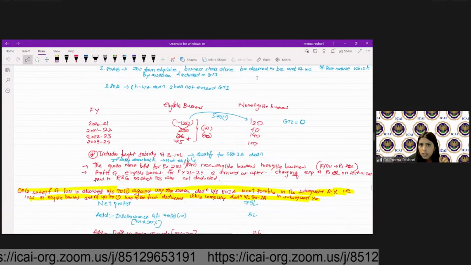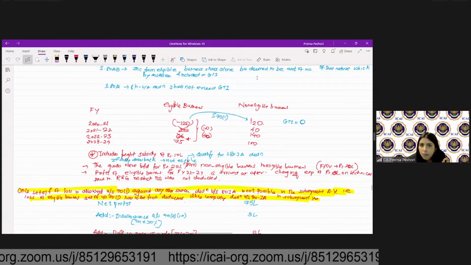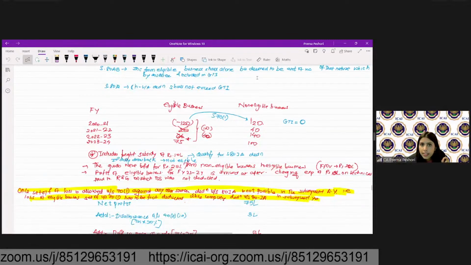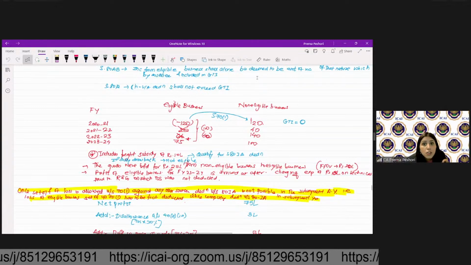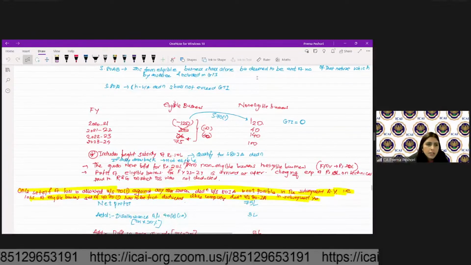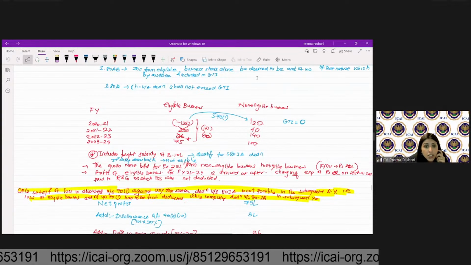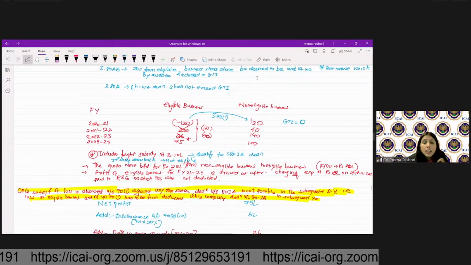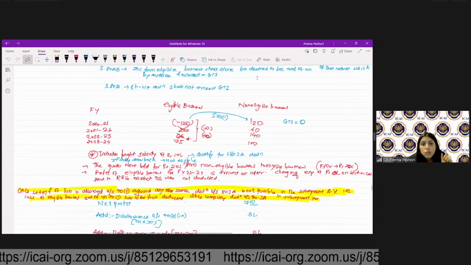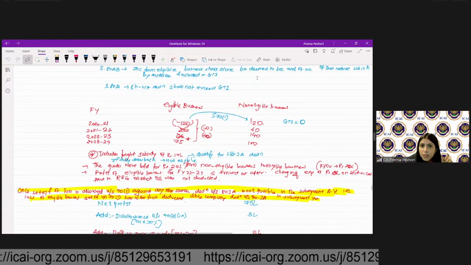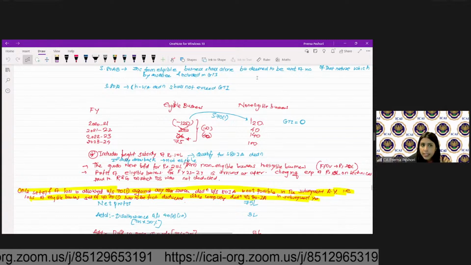Are we clear? So let's say, for example, you earn some income in the next year. From that you will set off that loss of the earlier year. You will set off the loss of the earlier year, and for the balance, this will of course be a notional loss. So the notional loss will also be set off. Are we clear? Yes.